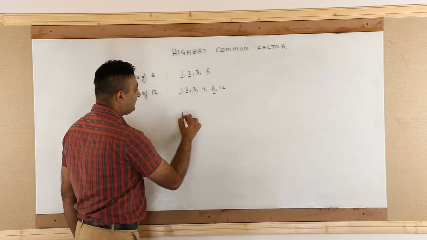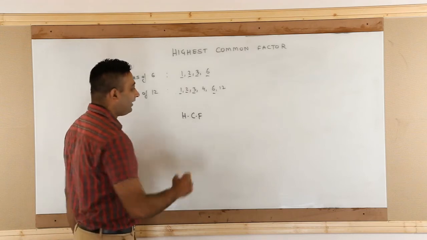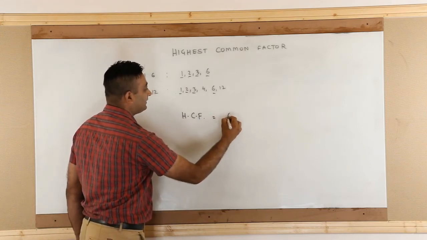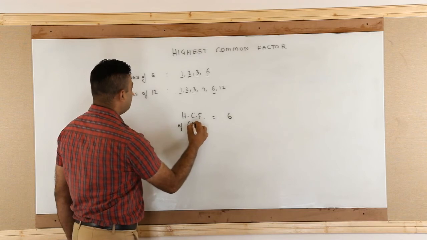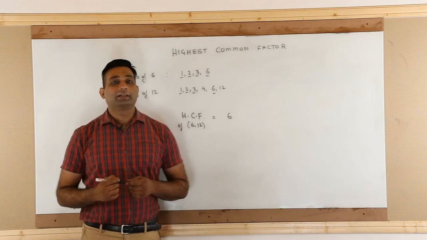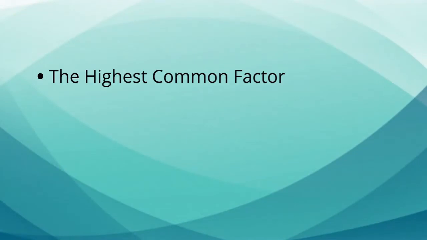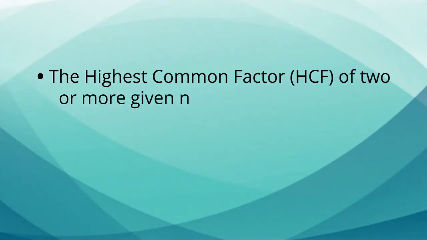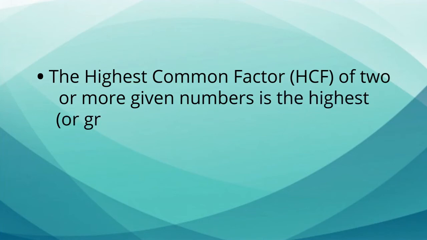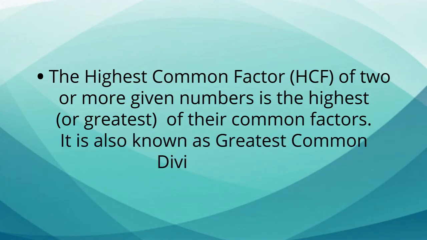It is sometimes written as HCF, which is called highest common factor. It is equal to 6. The highest common factor of 6 and 12 is 6. It is also sometimes called GCD, which is greatest common divisor. Hence, we can say that the highest common factor, that is HCF, of two or more given numbers is the highest of their common factors. It is also known as greatest common divisor, that is GCD.